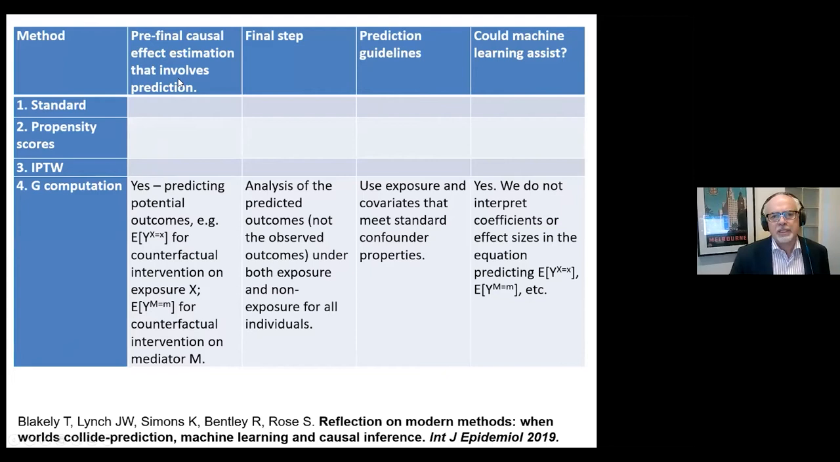So is there a pre-final causal estimation step that involves prediction of G computation? You betcha. You're predicting the potential outcomes as though all that had changed was their exposure, the exchangeability assumption. So you're doing this type of thing: expected value of Y outcome, if you set the value of the exposure to whatever level you're going to set it to, for the counterfactual intervention on exposure X. You could also do it by setting the level of some mediator.